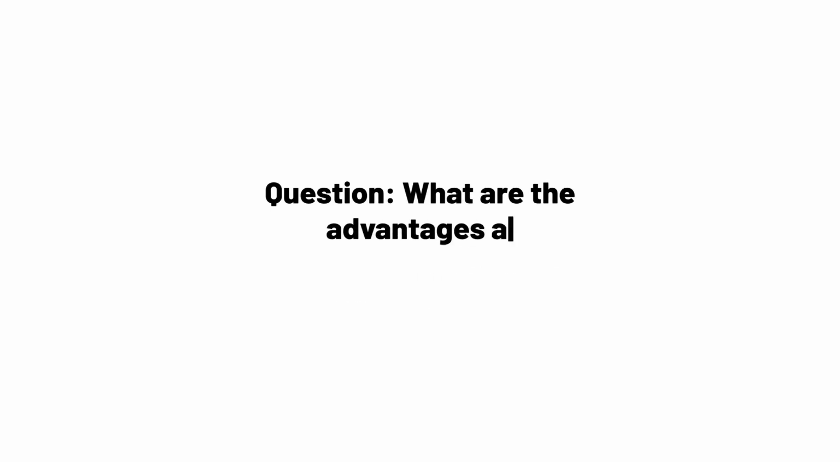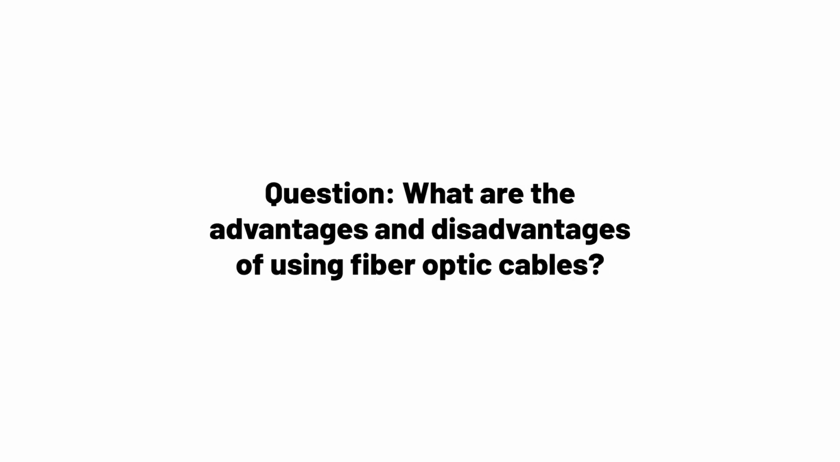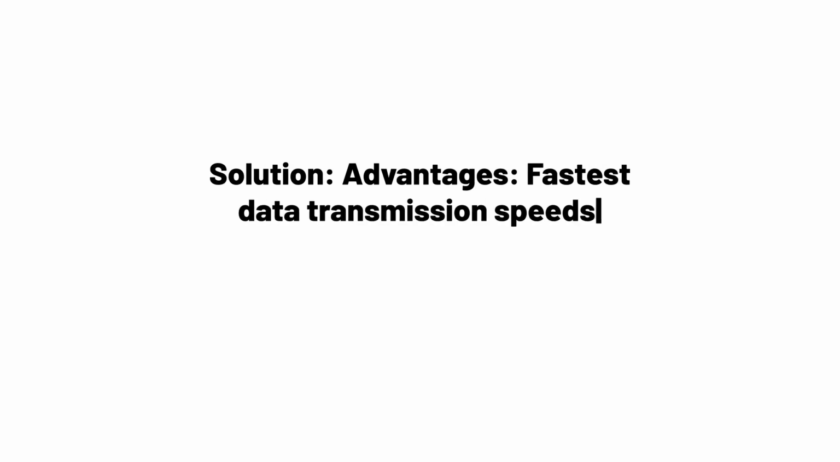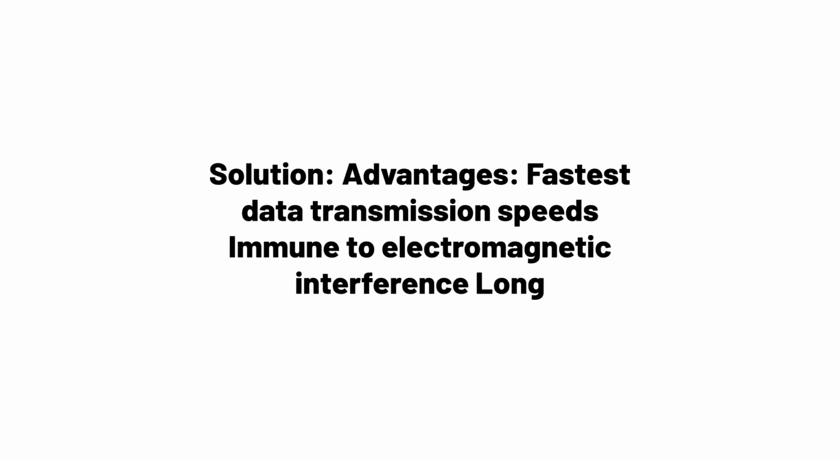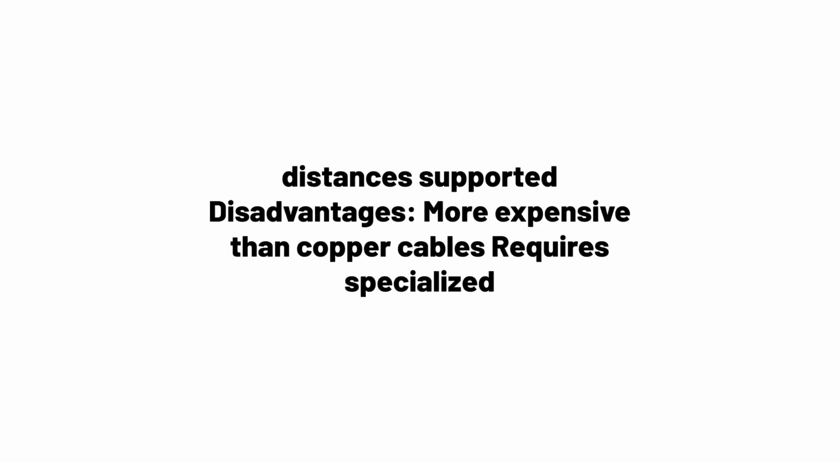Question: what are the advantages and disadvantages of using fiber optic cables? Solution: advantages: fastest data transmission speeds, immune to electromagnetic interference, long distances supported. Disadvantages: more expensive than copper cables, requires specialized equipment for installation.